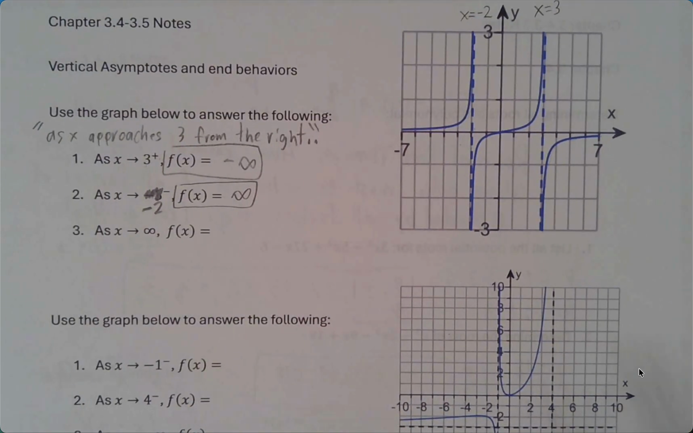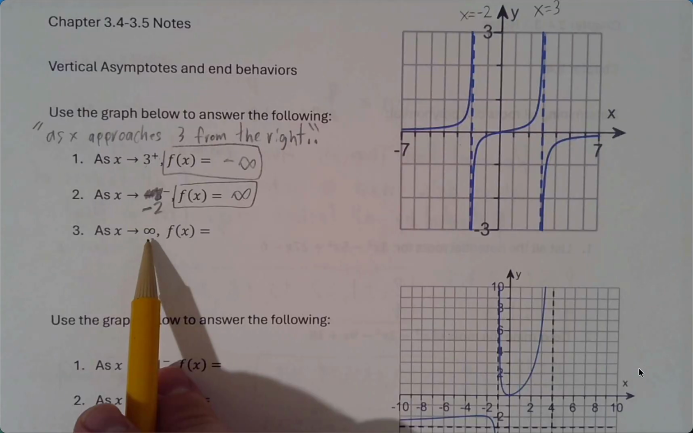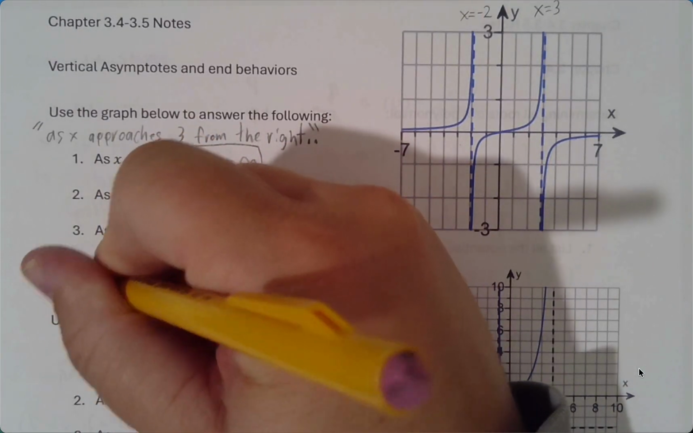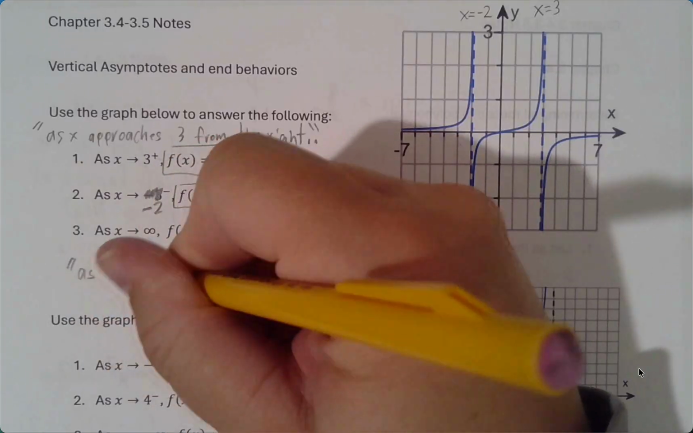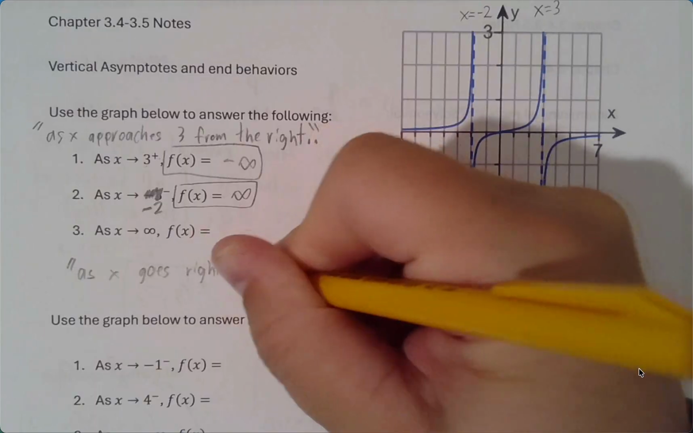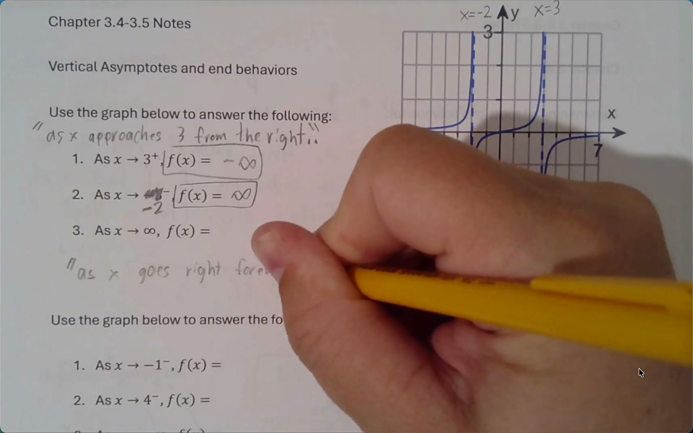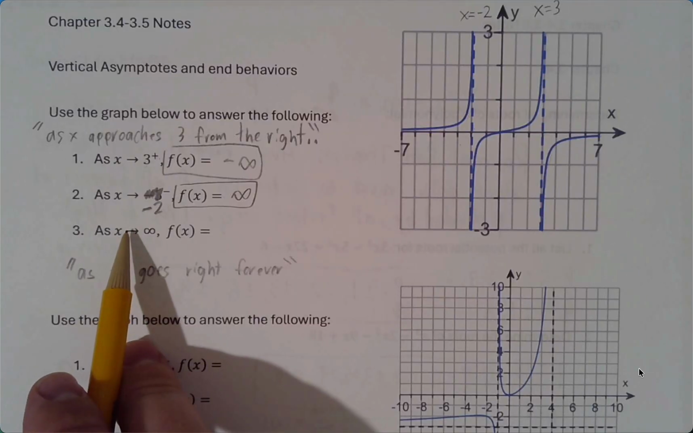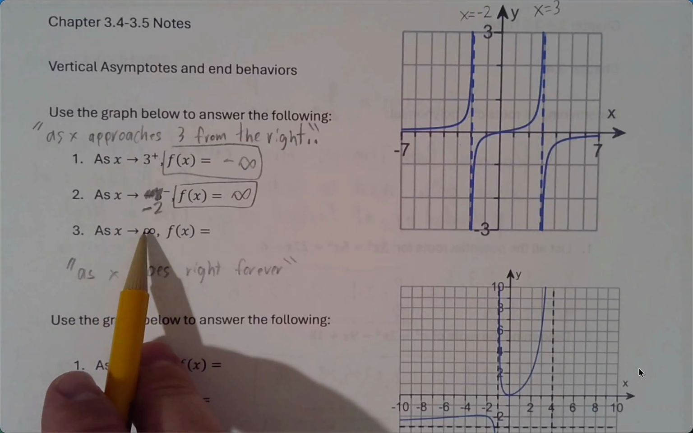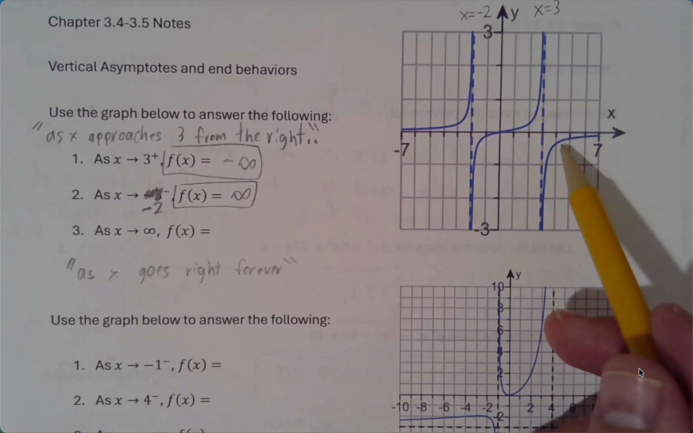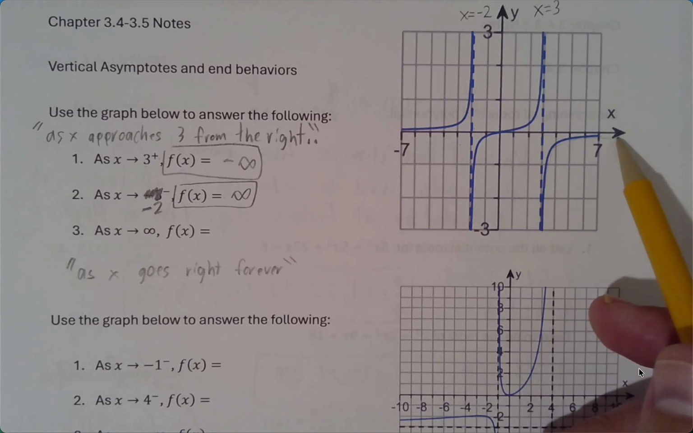All right, finally, what happens as x approaches infinity? Now this is different. The way you say this one is as x goes right forever. So that's how you state that last one, as x goes to the right forever, because after all, that's positive infinity. So what that means is look at the last thing you saw your graph doing as it started to trail off the page, and this started going like this.